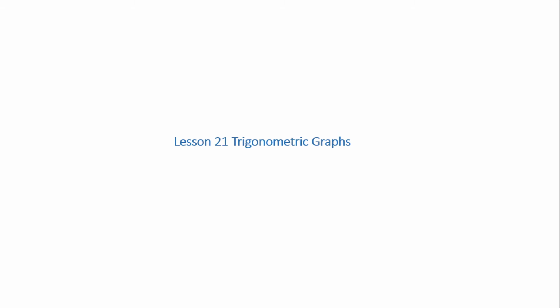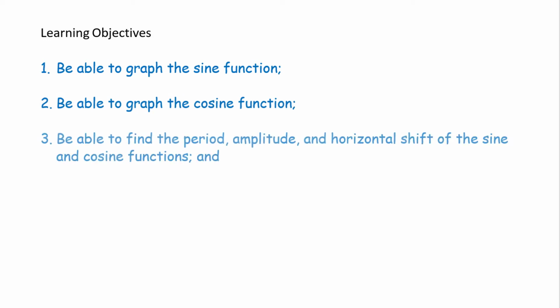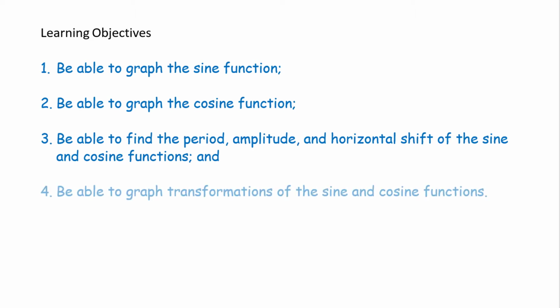So, the learning objectives of this lesson are: 1. Be able to graph the sine function. 2. Be able to graph the cosine function. 3. Be able to find the period, amplitude, and horizontal shifts of the sine and cosine functions. And 4. Be able to graph transformations of the sine and cosine functions.